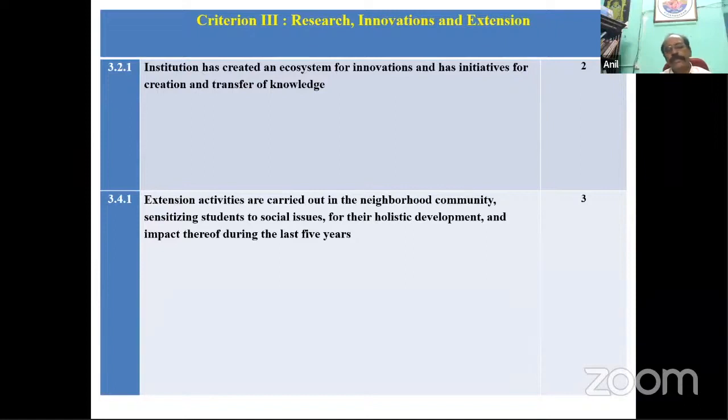Like this, extension activities. Definitely, being an autonomous college, you are doing so many extension activities, but check whether these activities are connected with the society or not. If not connected, please connect with the society, connect with the community, and involve the stakeholders from the society also.